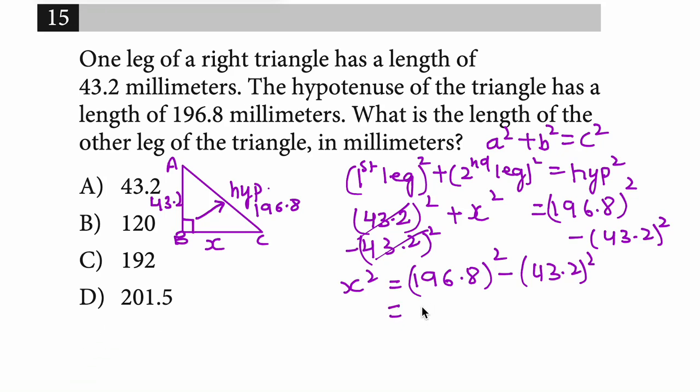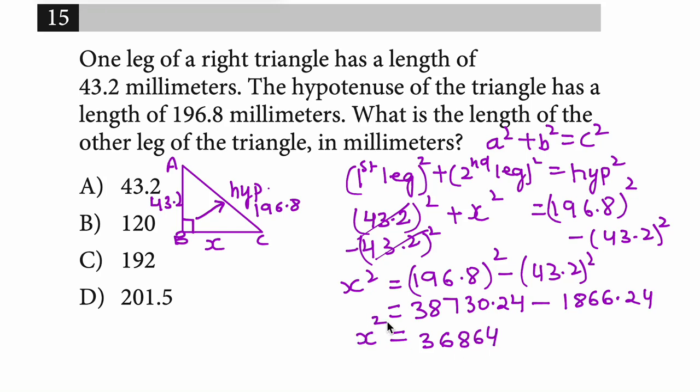So 196.8 whole squared is 38,730.24, minus 43.2 whole squared, which is 1,866.24, which in turn is equal to 36,864. But this is x squared, right?